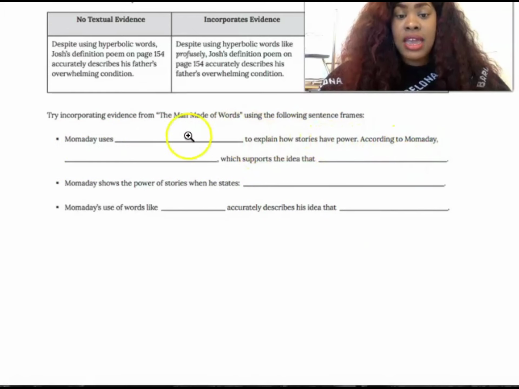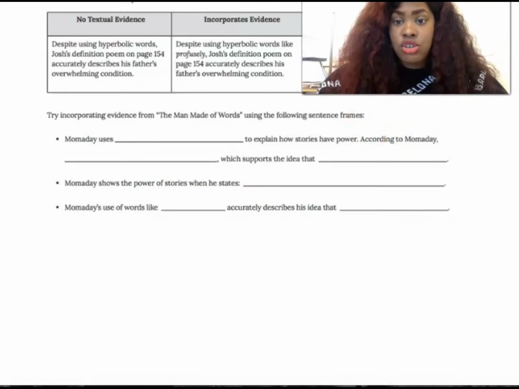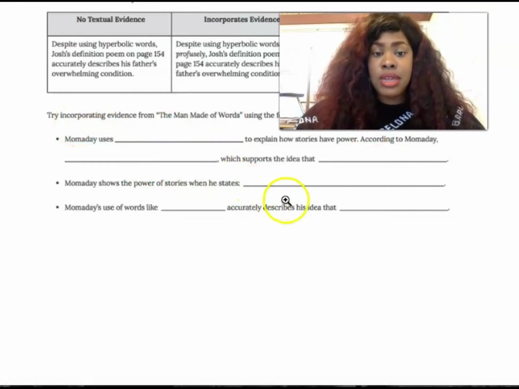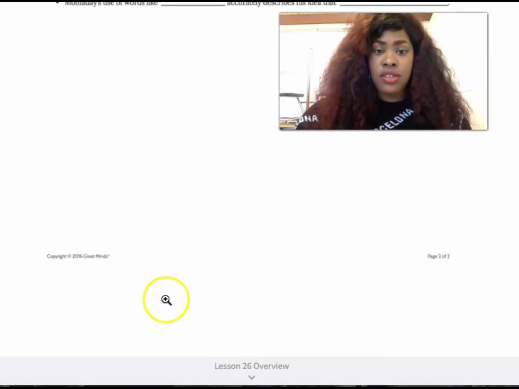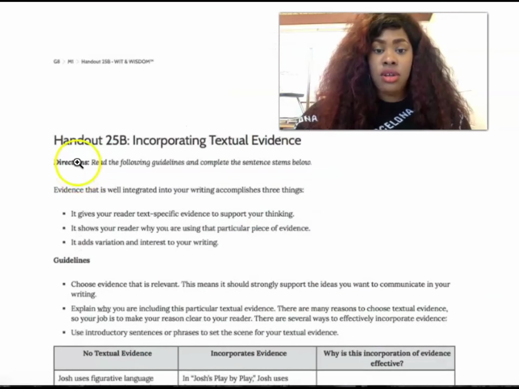According to Mama Day, what does he say? Which supports the idea that Mama Day shows the power of stories when he states, and Mama Day uses words like blank to accurately describe his idea that blank. So you would want to fill in the blanks of these here. So that's what you're going to be doing on this handout 25B.